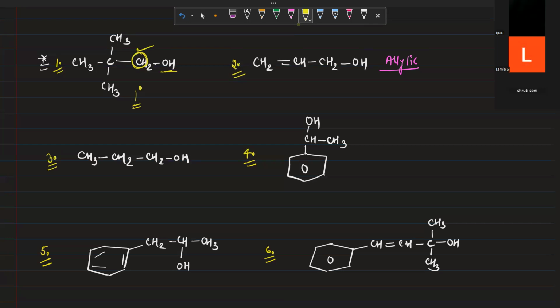Then the next terms are allylic and vinylic. Vinylic means the OH group is directly attached to an alkene or a double bonded carbon. Both of them are vinylic. What is vinylic? Vinylic means an OH group directly attached to an alkene or a double bonded carbon. That is vinylic.